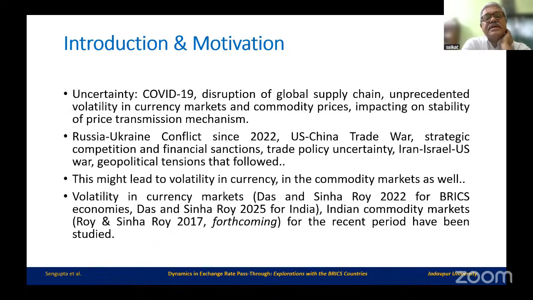Now, regarding volatility in currency markets, my co-author Suman Das and I have published in 2022 for BRICS economies, and Das and myself have written extensively on this in 2025 on India. And for Indian commodity markets, Rudra Prasad Roy and myself in 2017, and there is another paper which is forthcoming for the recent period. So I'm not really reviewing those papers. Next.